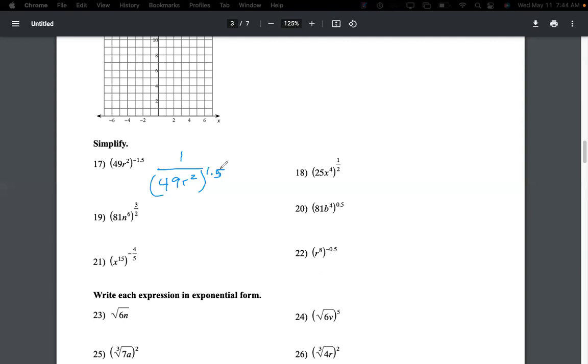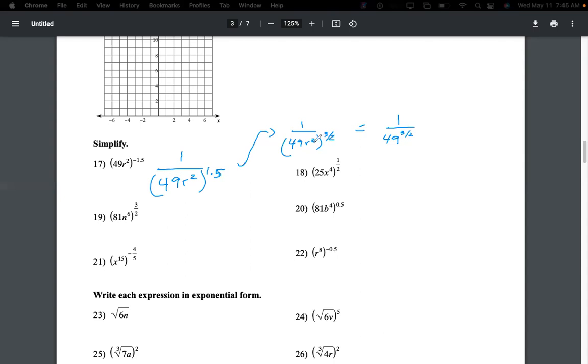What's another way to write this 1.5? Anybody know? 3 over 2. So I'm going to rewrite this as 3 over 2. And I'll show you why in just a second. So this is 1 over 49 r squared, raised to the 3 over 2. So now our exponent rules state that we're going to take each thing that's inside the parentheses and we're going to raise it to this power on the outside. So that means I'm going to have 1 over 49 raised to the 3/2 power. And then I'm going to take this r squared and raise it to the 3/2 power.